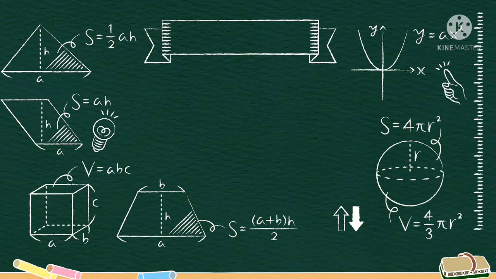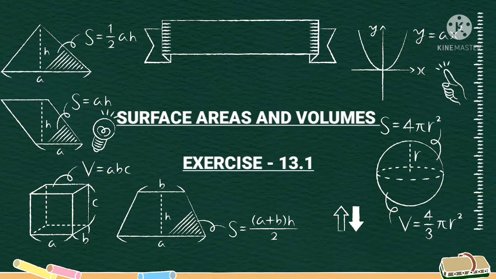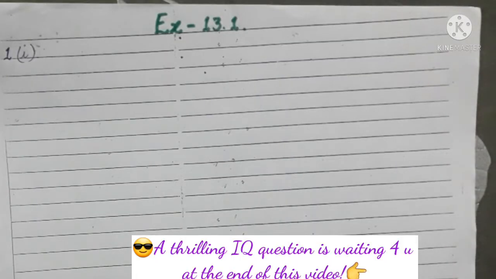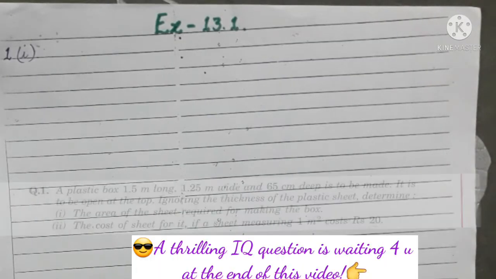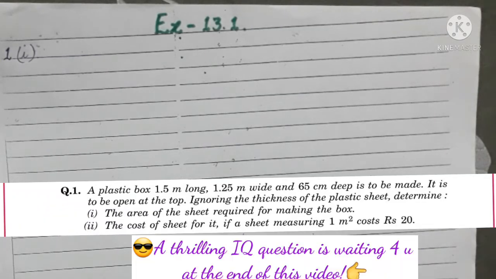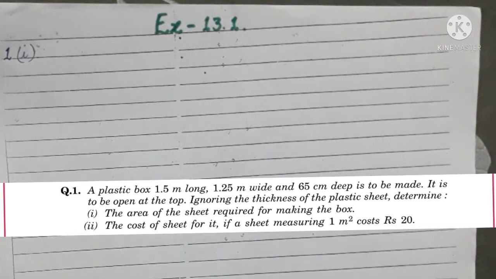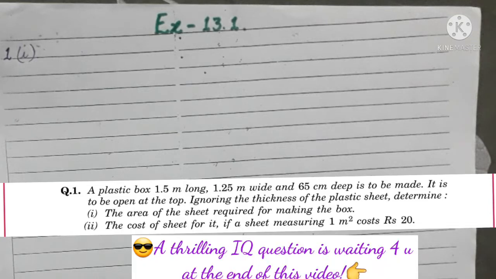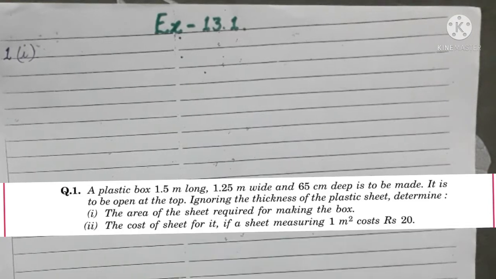In this video, I'll take up exercise 13.1 of NCERT Maths book class 9th. So without wasting any time, let's begin with the first question, that is: a plastic box 1.5 meter long, 1.25 meter wide and 65 centimeter deep is to be made. It is to be open at the top. Ignoring the thickness of the plastic sheet, determine first the area of the sheet required for making the box.